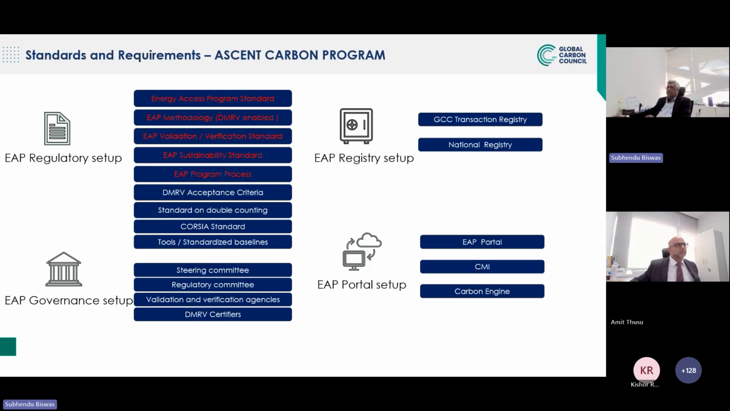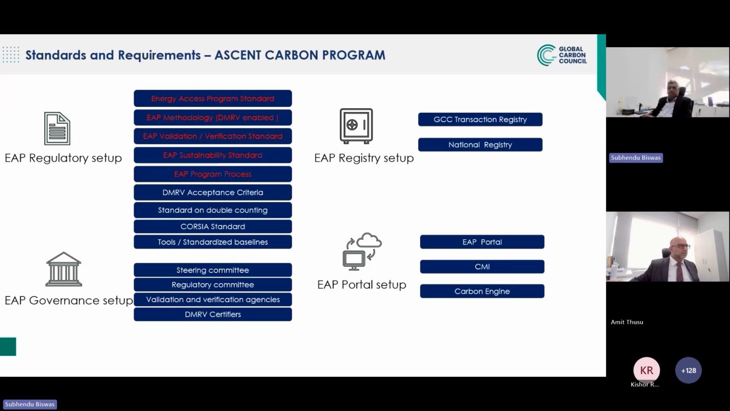So what is it that we're building as GCC? There are certain documented things which are being tailor-made for the Energy Access Program. We have a different standard. We'll have different methodologies which are DMRV enabled. We will have a validation and verification standard of how the VVBs would act in the case of the Energy Access Program. We will have a separate sustainability standard in order to understand how SDG claims are made in these projects. We have a different cross-program flow, so it's a program process there.